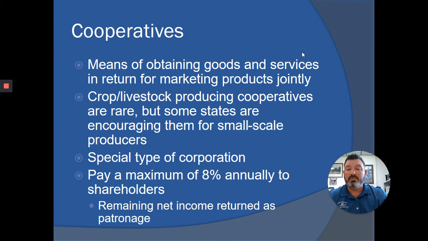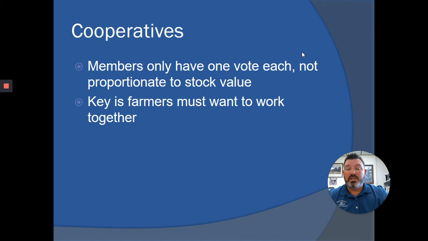Oftentimes they'll pay, and your book states, a minimum of 8% annually back to their shareholders. And there's a number of ways that can be returned when we talk about patronage, whether it's an ownership stake or an actual check. Each member really only has one vote, and it's not proportional to stock value.